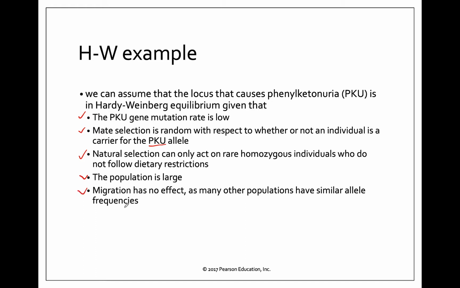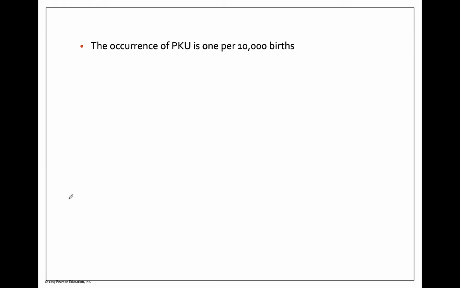and gene flow is not really an issue because other populations in other countries like Mexico and Canada are going to have similar rates of this allele already. So even if people are coming into the country or leaving, most often it's not really going to affect the rate of PKU. So this one specific gene, it's not perfect, but it mostly fits the 5 conditions of the Hardy-Weinberg equilibrium. The occurrence of PKU is 1 in every 10,000 births in the United States.